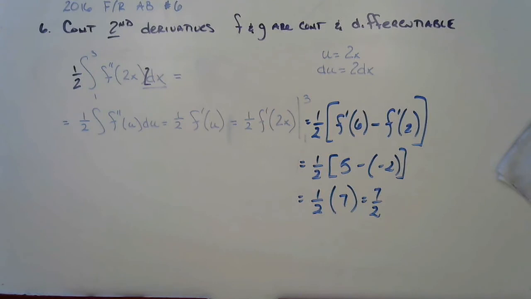All right. So that's the answers to questions 4, 5, 6 from Free Response 2016 AB exam. All right. Keep working.